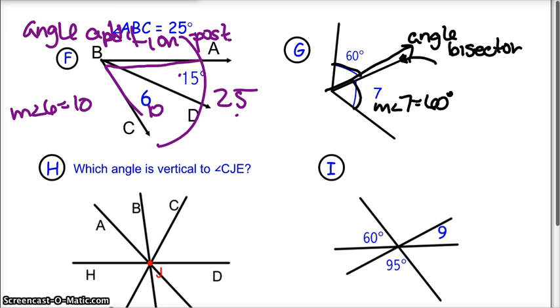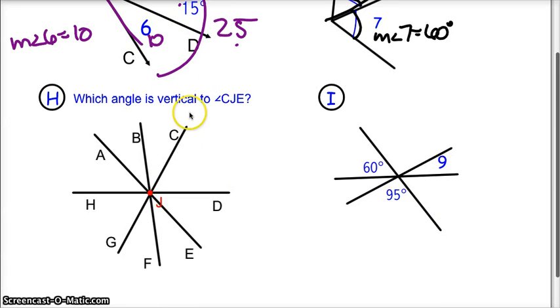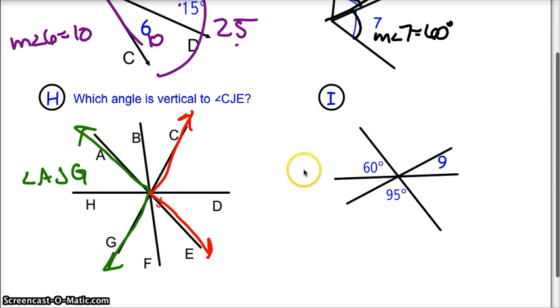Looking at letter H, it says which angle is vertical to CJE. We'll trace CJE. And the definition of vertical is that it's formed by intersecting lines. So take this part and extend it, take that part and extend it, and you'll see that angle AJG is forming the other part.